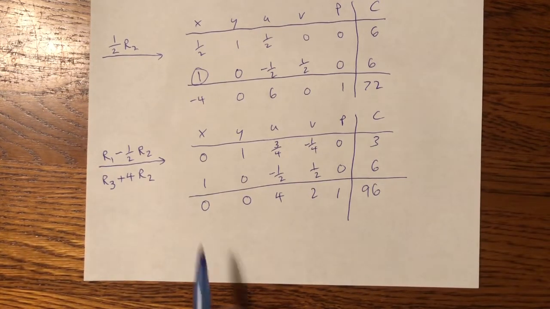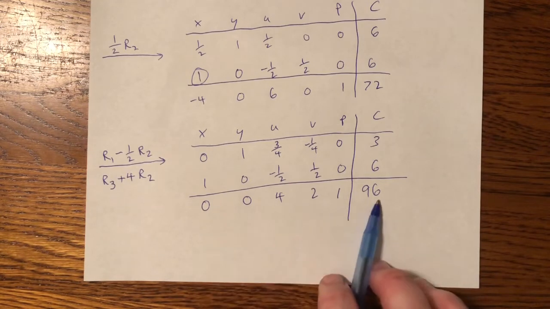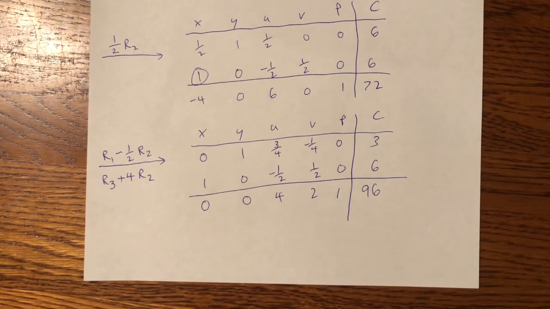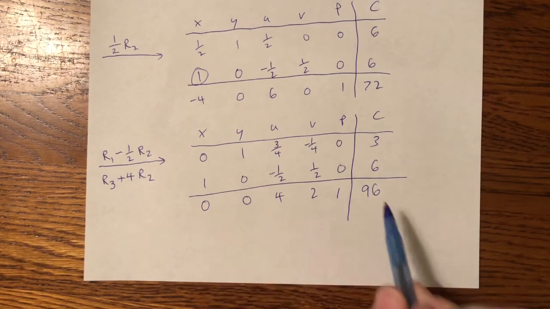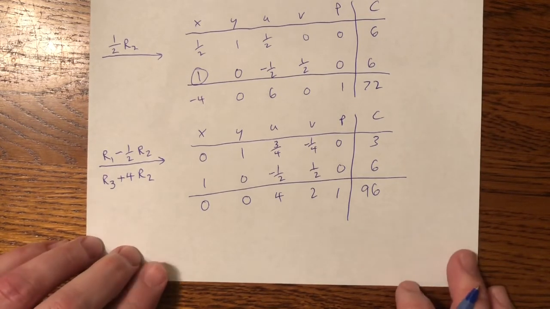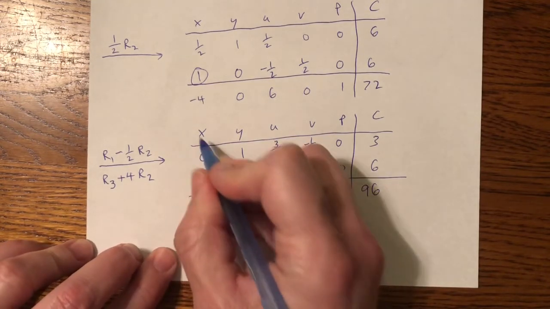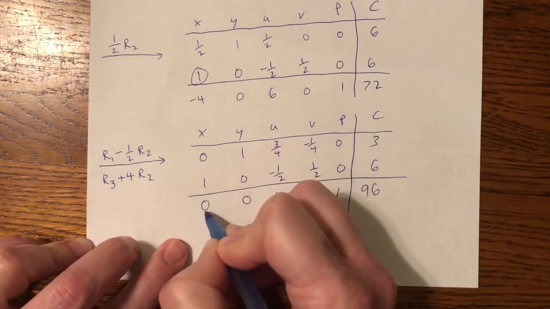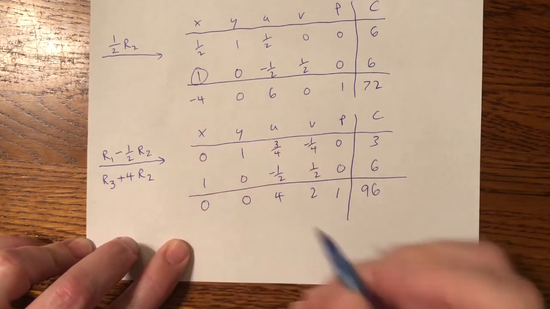All right, so we've created our unit column. We no longer have any negative entries, okay? Or I should state better that all the entries are non-negative, all right? So we know we have obtained an optimal solution. Here's how you'd write out the solution. You look at the first column, X. If it is a unit column, which means you have a 1 and zeros everywhere else, this is going to be part of your solution.